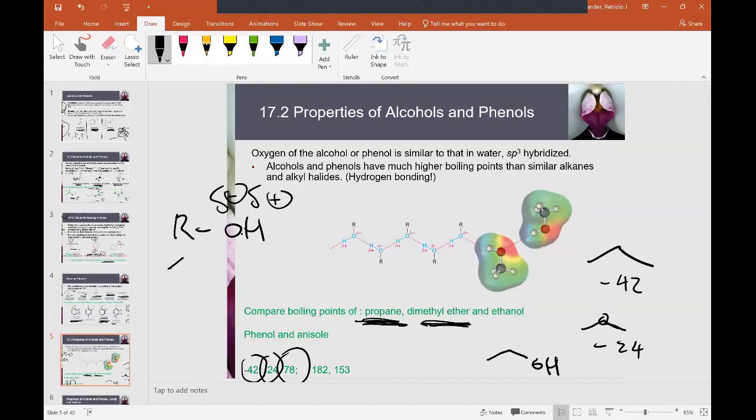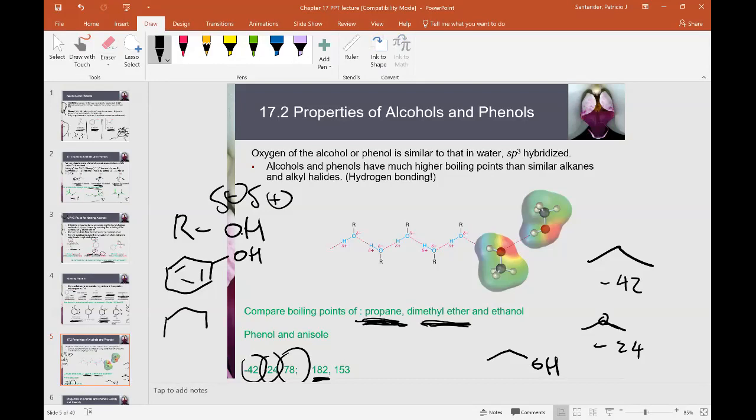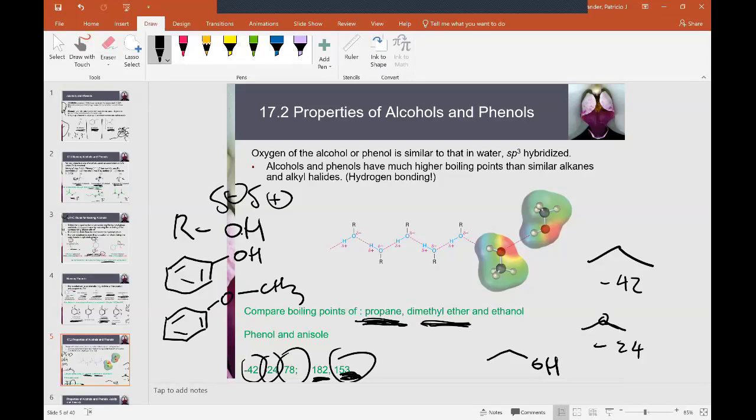Similarly, with phenols, you have a phenol like this, the boiling point is 182. But if you get the corresponding ether, with the methyl group there, now the boiling point falls to 153. So even though the molecular weight is higher, still the boiling point has a very important decrease.